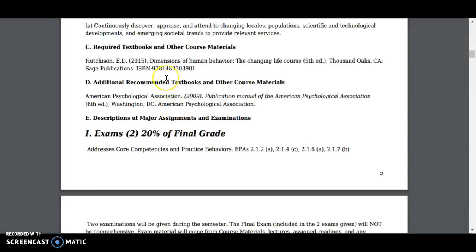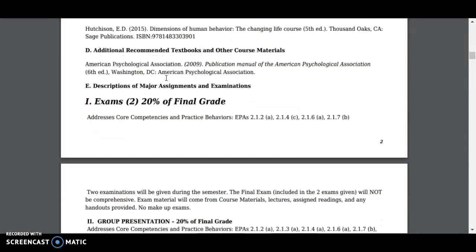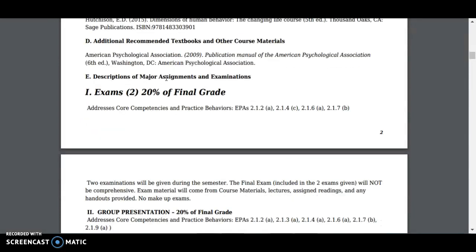And here is the course textbook and some other recommended texts. You don't have to necessarily buy the APA manual, but you need to have access to it and you need to know about APA. If you are in other courses where you've done MLA for writing, you need to do APA in social work. We will not accept any other writing style other than APA in social work.